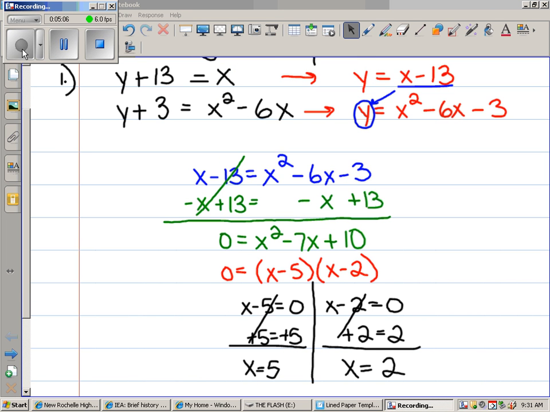So we are not done yet. We are not done yet. And who can figure out why? And who can figure out also what else we need to find out? Emily? Well, we have the x value, but they also asked for the y. Yep.